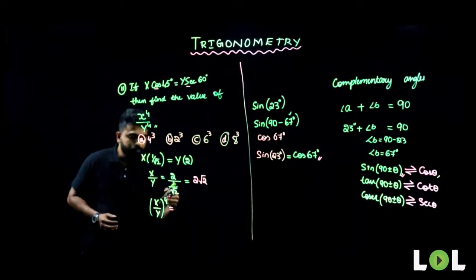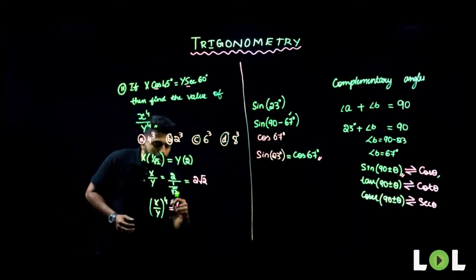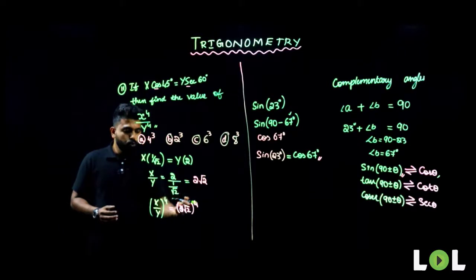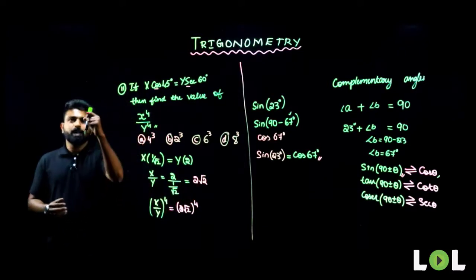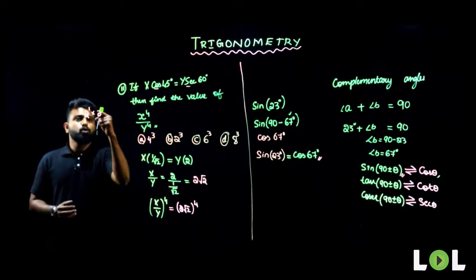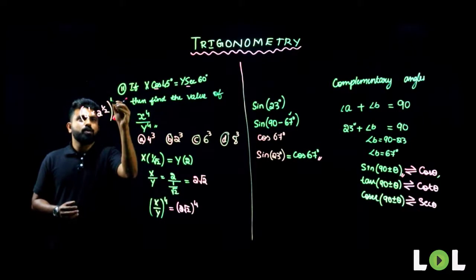Yes. So now, what will I be getting here? I'll be getting 2 root 2 the whole power 4. So now, what is the value of 2 root 2 the whole power 4? I can write this as 2 power 1 into root 2, which can be written as 2 power 1 by 2, the whole power of 4.